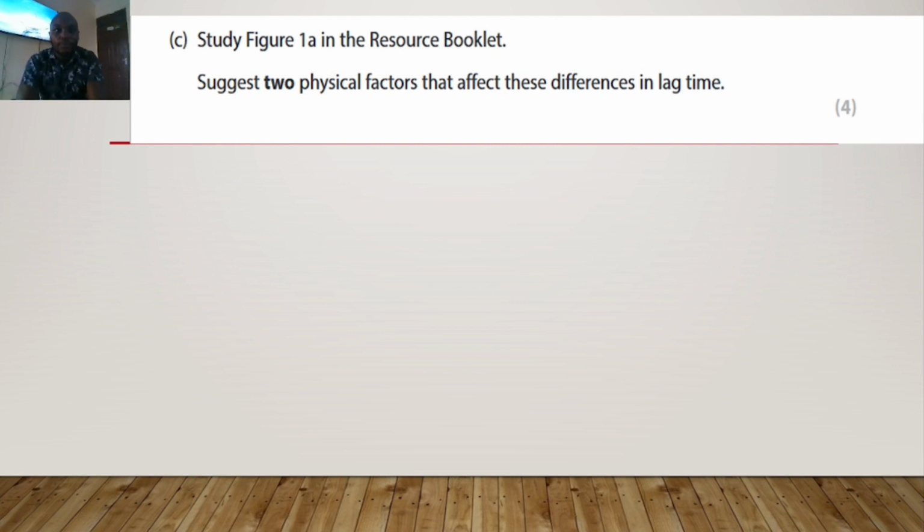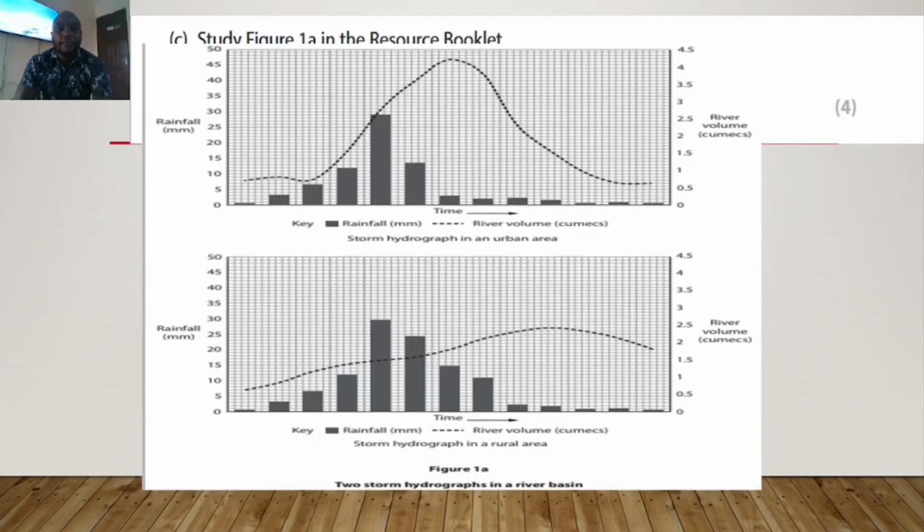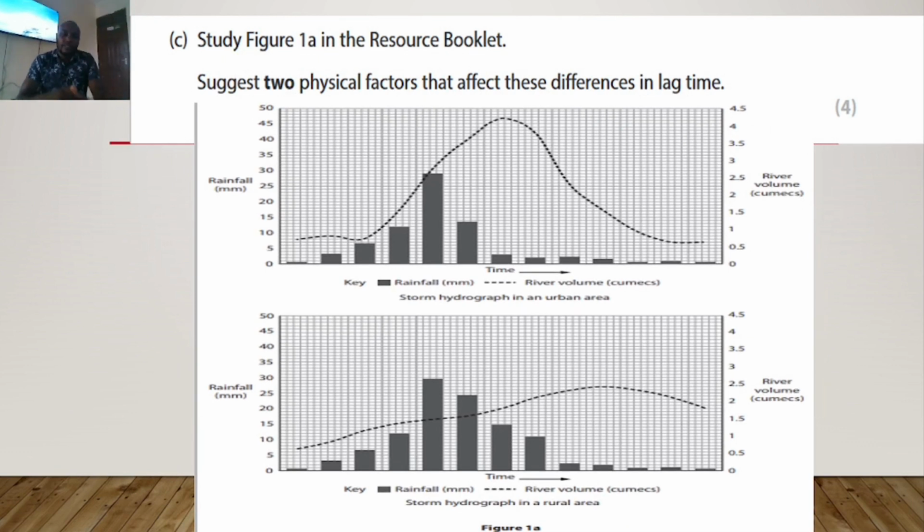Study figure 1A in the resource booklet. Then suggest two physical factors that affect these differences in lag time. So you should look at this figure 1A in the resource booklet. Let's look at the figure. Voila, it's here. It's actually the same as the previous one. And then now the question is, suggest two physical factors. Please always read the question very carefully. You understand what they want. So suggest two physical factors. Physical, okay? Factors that affect these differences in lag time.